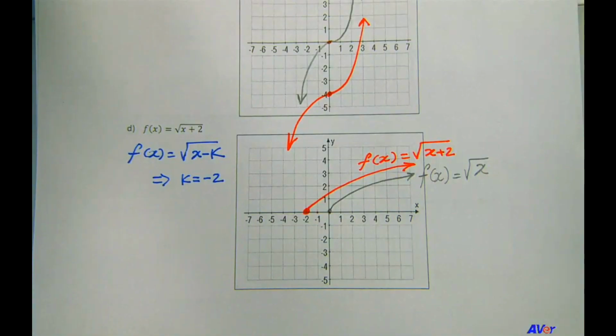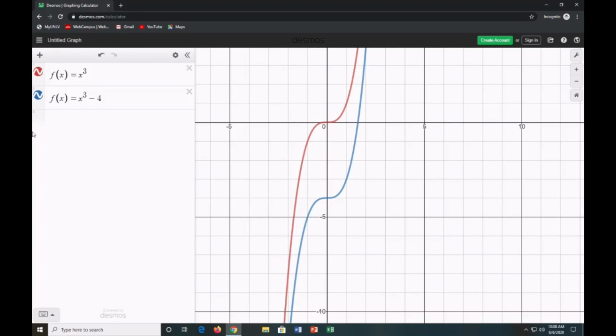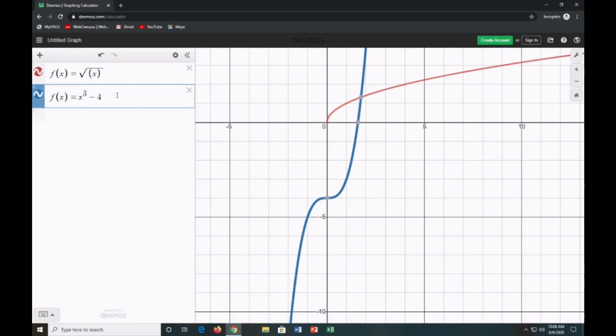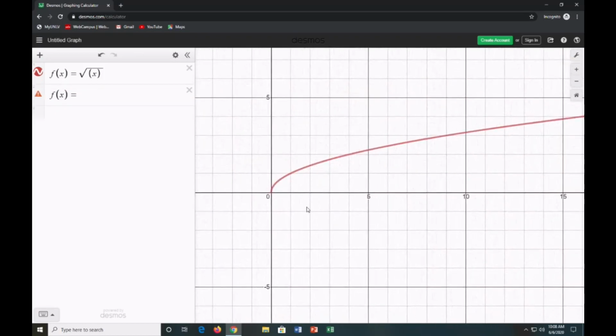Okay, so let's go to the computer and plot the same thing on the computer. So I'm going to put in the square root of x, and that's that red line that you see. That's the original. It starts right from the origin, and it's a curve-like line going in that direction towards positive infinity along the x-axis. Actually, positive infinity along the x and the y-axis, right?